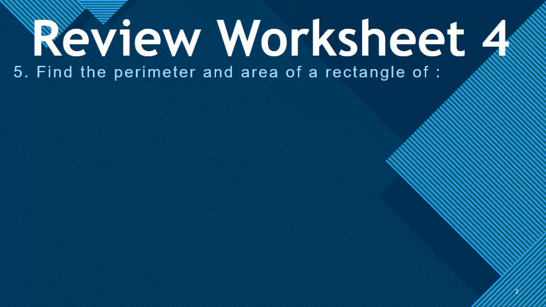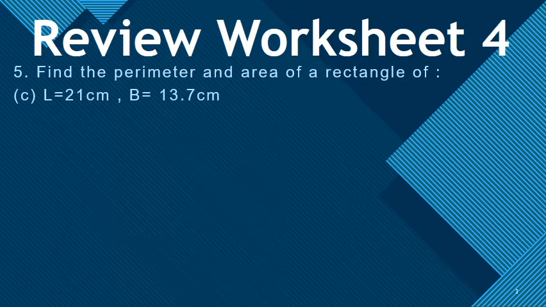Now children, let's come to the next part of question number 5, which is the C part. Here again you have to find out the perimeter and area of a rectangle of length is equal to 21 centimeter and breadth is equal to 13.7 centimeter. So let us see how we will find out. First of all, the perimeter. Perimeter is equal to 2 multiplied by L, where L is the length, plus 2 multiplied by B, where B is the breadth of the rectangle.